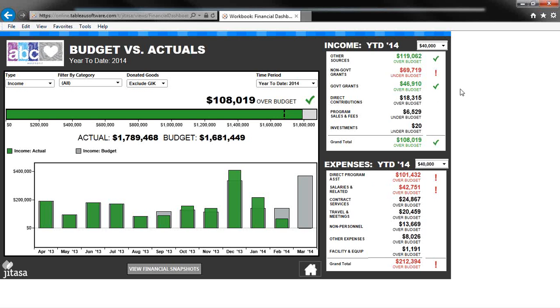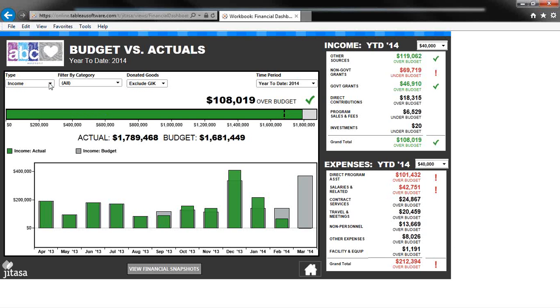At the same time, on the right-hand side, it's always important, I think, to know within each income category what is above or below budget, and same thing with your expenses. So this picture to the right gives you a quick indicator of that. You can see that other sources were $120,000 over budget. Government grants was $50,000 over budget. But non-government grants was about $70,000 under budget. So there's opportunity for improvement in that area. This is a good indicator to find out, okay, what's taking place in the non-government grants? Why is it not pulling its weight? Find out by talking to the manager of those grants, or the one responsible for applying for those grants, what is happening in that area.